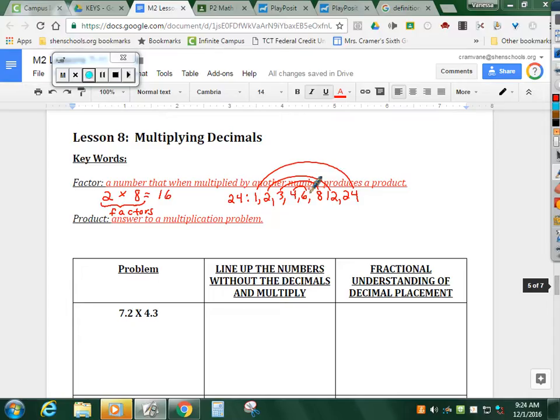And therefore, you really should understand the word product. Product is the answer to a multiplication problem. If your substitute needs to pause this video to make sure that you have all of the definition recorded, they may do so. Okay?